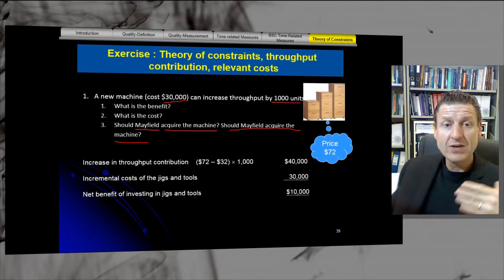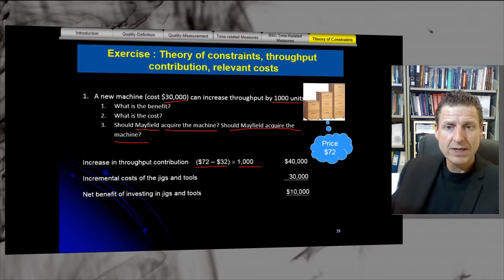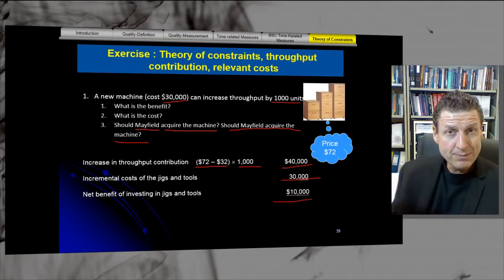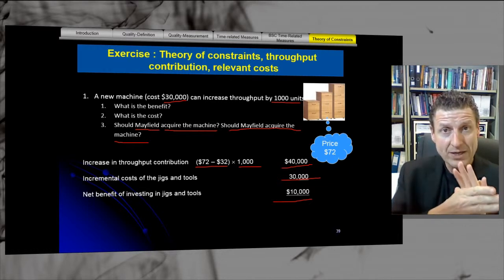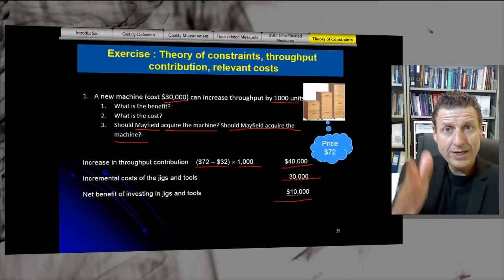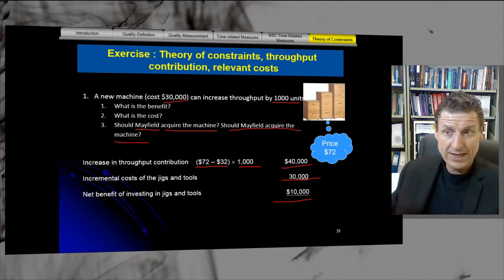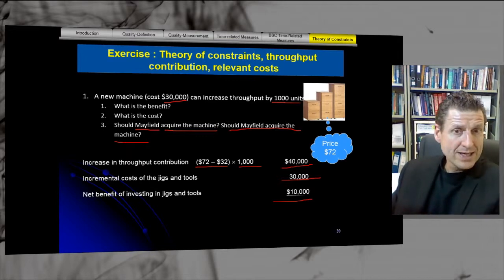All right, what will be the increase in throughput contribution? We've got 1,000 extra units, and we can sell those 1,000 for 72 minus 32. There's the extra contribution. What is the cost of the machine, the jigs and the tools? $30,000. So what's the benefit? It's going to be $10,000. Should we do it? Everything else being equal, no other information, no other opportunity, making all these assumptions, we need to go ahead with this based on that information. Let's have a look at the next question.